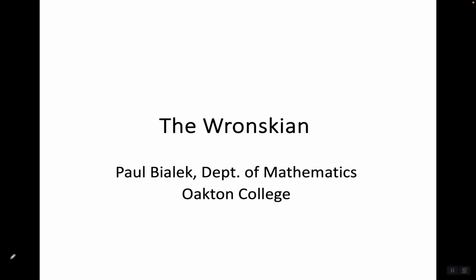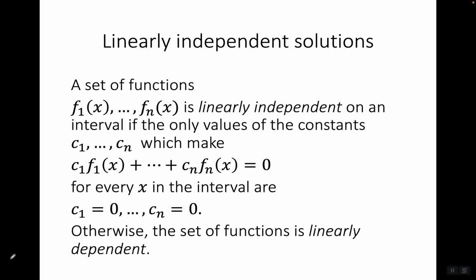Let's talk about the Wronskian. First, a review of the definition of linear independence. A set of functions f1(x), f2(x), ..., fn(x) is linearly independent on an interval if the only values of the constants c1, c2, ..., cn which make c1 f1(x) plus c2 f2(x) plus ... plus cn fn(x) equal 0 for every x in the interval are c1 equals 0, c2 equals 0, cn equals 0.